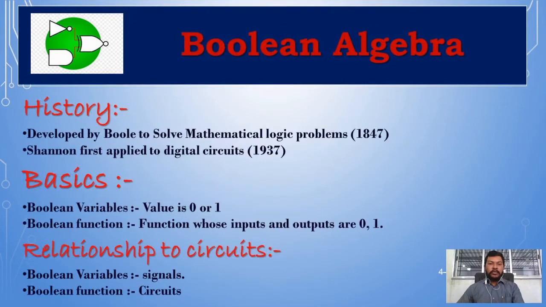These are some of the Boolean algebra concepts that we are studying. Boolean algebra was developed by Boole to solve mathematical logical problems, in 1847. The basic variables are 0 and 1 only, the relationships to the circuits are signals, and the functions are the circuits. It is an algebraic system with the symbols plus, multiplication, and the values 0 and 1. Binary operations are only two, addition and multiplication. The unary operation is complement. So these are some of the systems and operations.